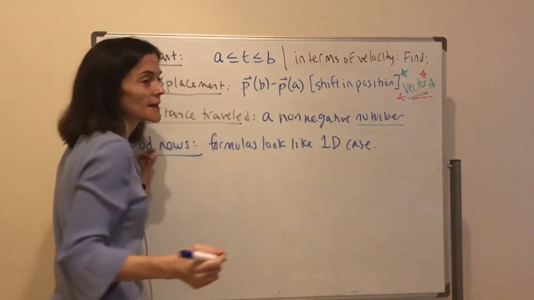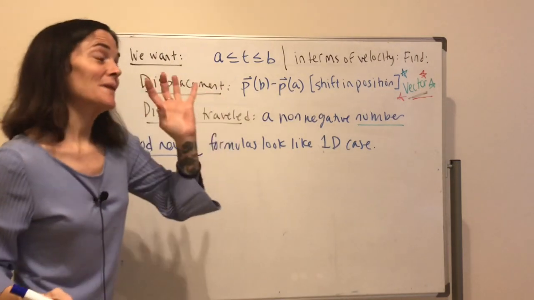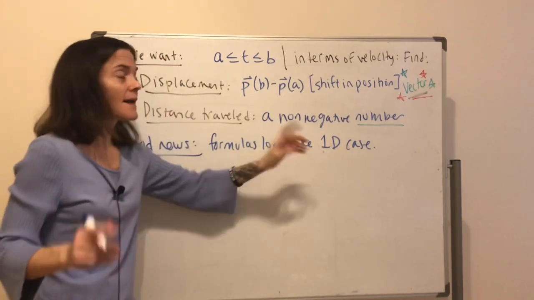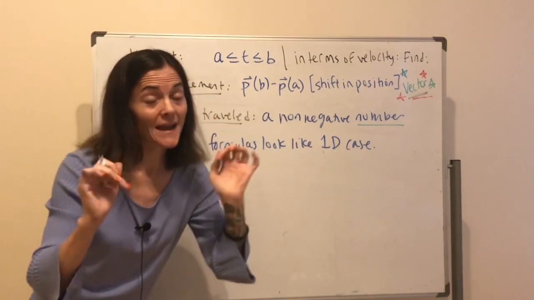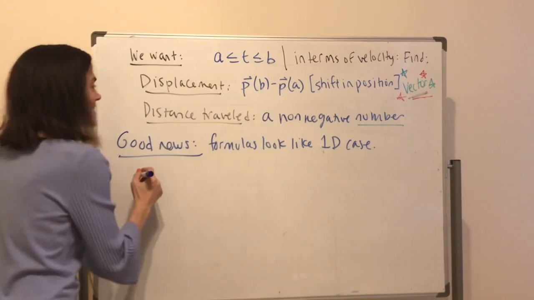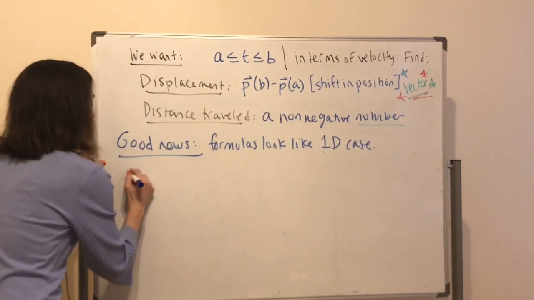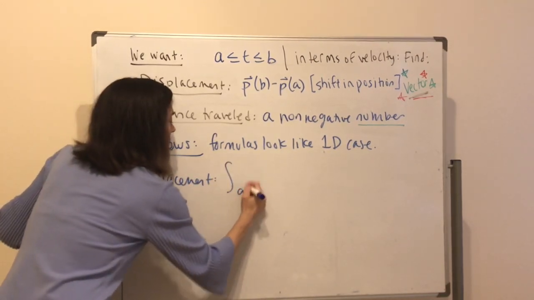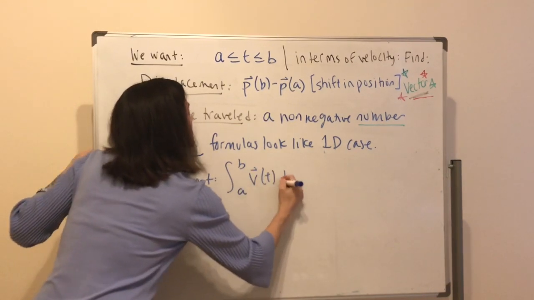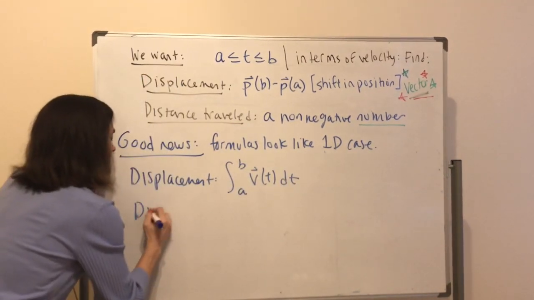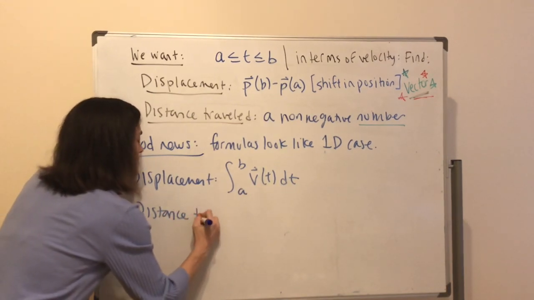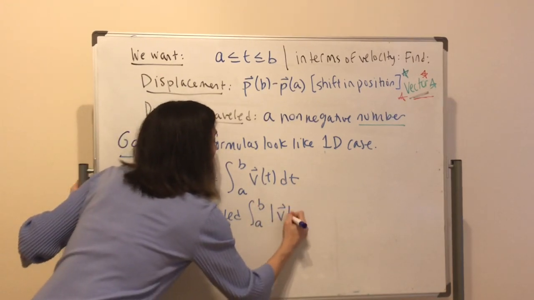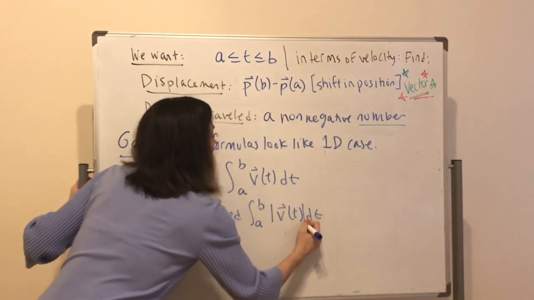Except you have to understand we're in a different world. When I integrate velocity, I'm integrating a vector. When I integrate what looks like here, absolute value of velocity is really a magnitude of the velocity vector. Okay, so displacement is the integral from A to B of the vector v of t dt, and the distance, total distance traveled, is the integral A to B of the magnitude of velocity dt, like this.